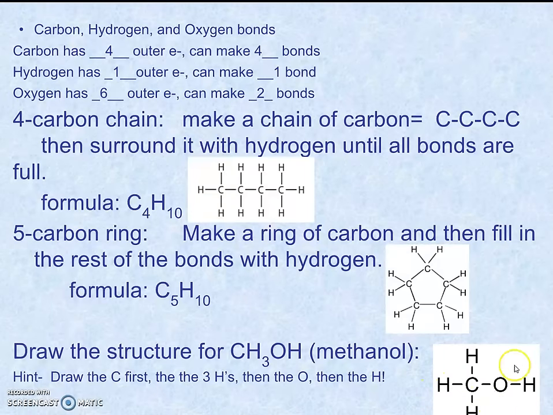Notice here we've added oxygen. Oxygen can make 2 bonds because it has 6 outer electrons. It has 2 places to bond to make 8. So this is CH3OH.